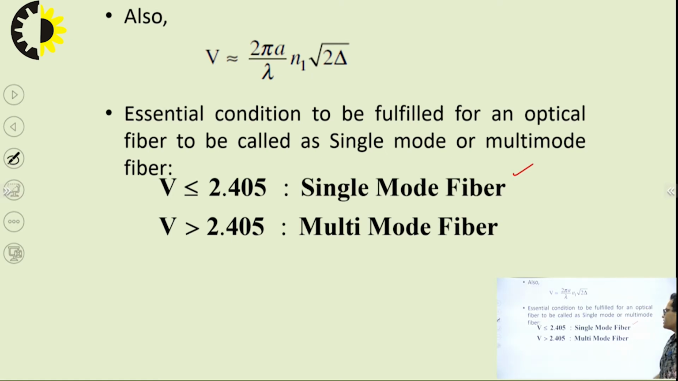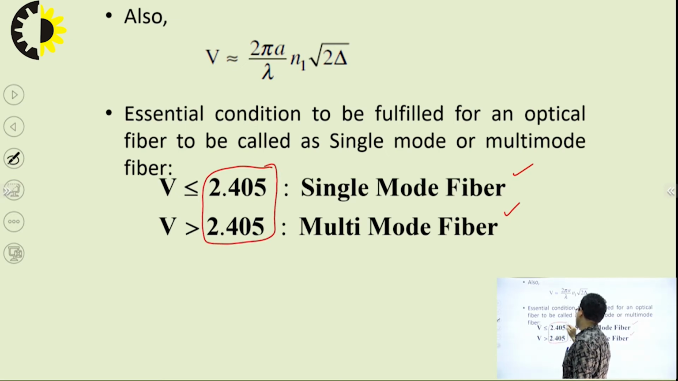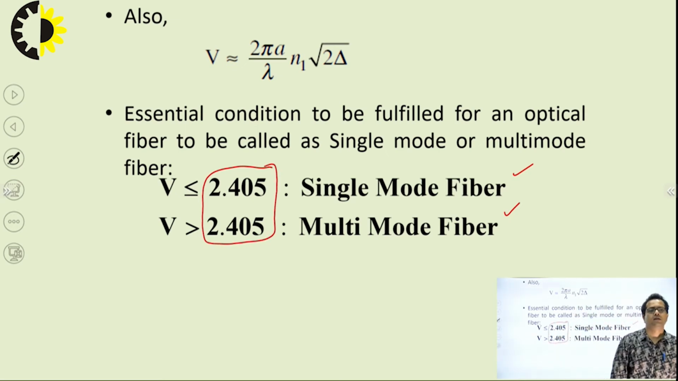On the other hand, if the value of the V number is greater than 2.405, this value of V being based on the b and V graph, we can observe in that graph that as we move to values of V above 2.405, that particular fiber works as a multimode fiber and accommodates multiple modes through it.